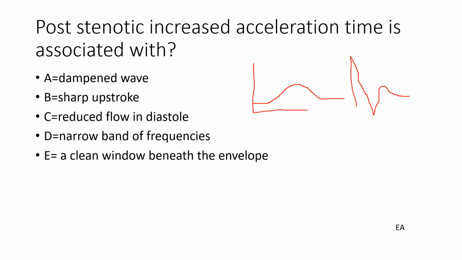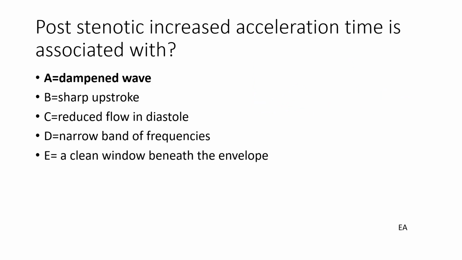It is with turbulence. Here is full of frequencies, and here is spectral broadening all over. We don't have any window here. But here, for example, we have maybe a few frequencies, but we have a clear window in this part. Here is full, here full, but here is a window. So the answer is A, dampened wave.